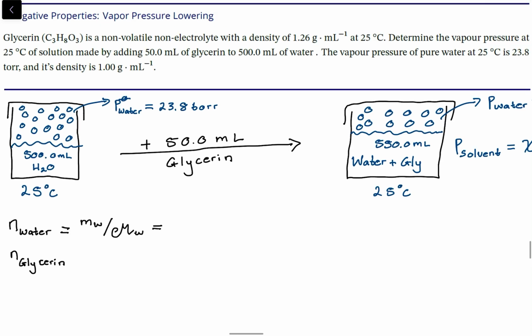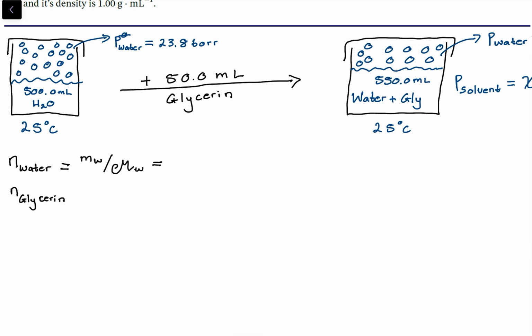Mass of water in this case, we're not told directly, but we're given the volume and the density. So that's volume of water multiplied by the density of water, divided by the molar mass of water. 500, 1, and about 18 should give you a value of 27.8 moles of water.